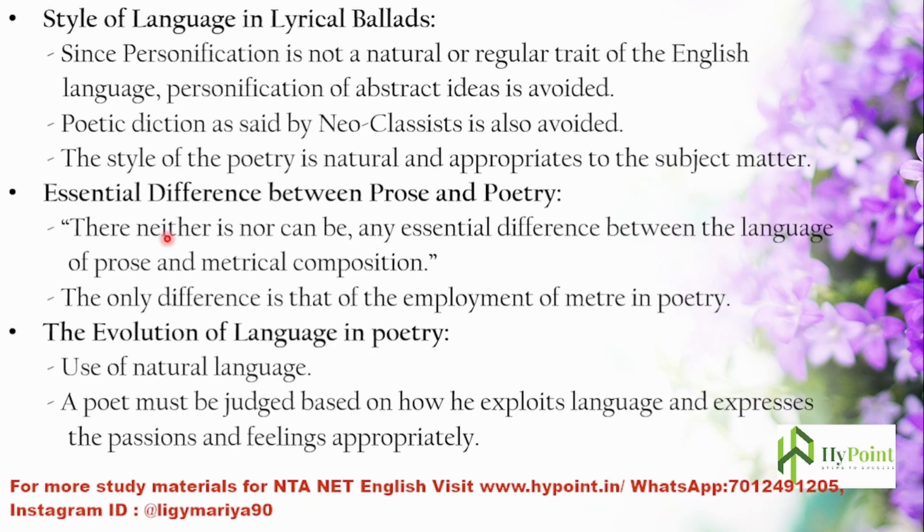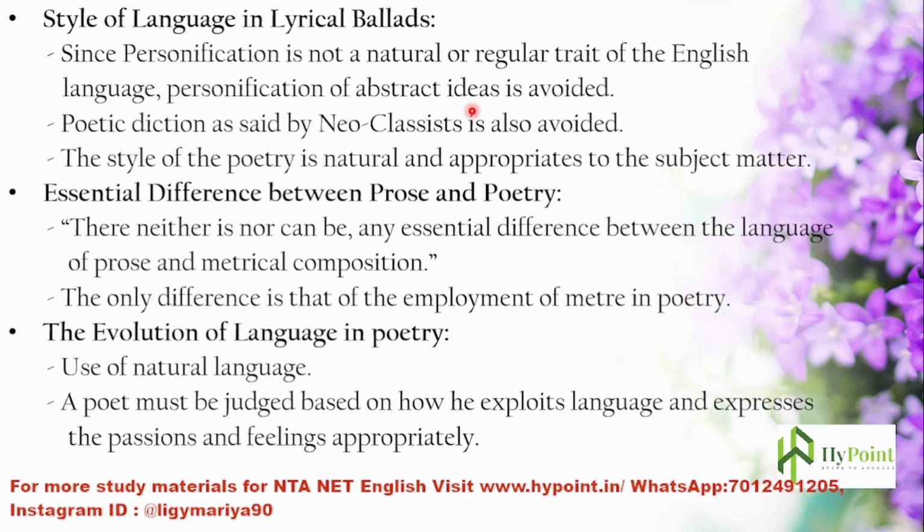Moving on, again in the first part itself he talks about the style of language in Lyrical Ballads. He talked about the subject matter, language, and now he talks about the style of language. Since personification is not a natural or regular trait of the English language, personification of abstract ideas is avoided. He mainly talks about the style of language that he has used in the poetry in Lyrical Ballads. He says that in his poetry and also in Coleridge's poetry, personification as a figure of speech is avoided because it is not natural and also it is not a regular trait of the English language.